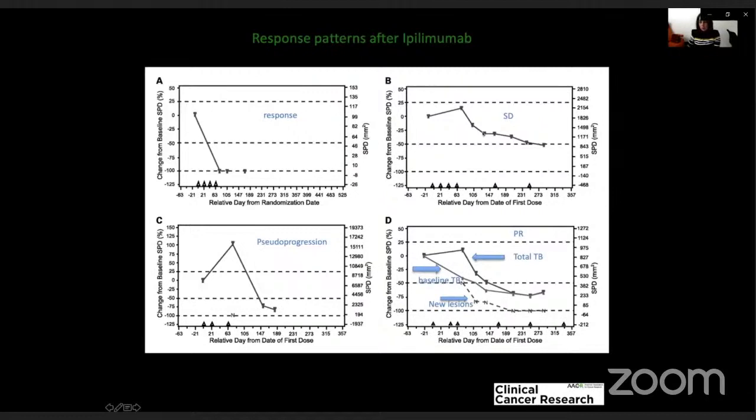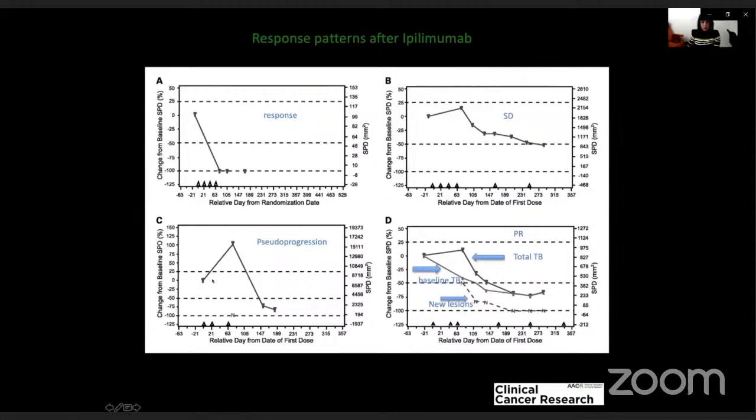This is an example of a stable disease. In this case, we have a small increase, which is less than 25% of the tumor volume, followed by a clear decrease of the tumor volume. This is classified as stable disease. And now let's come to the 2 new response patterns which are not observed with the chemotherapeutic agents.